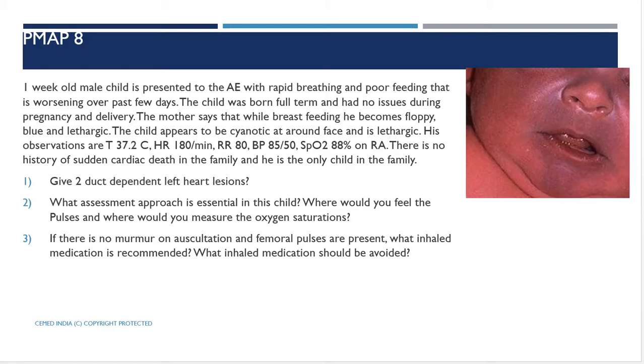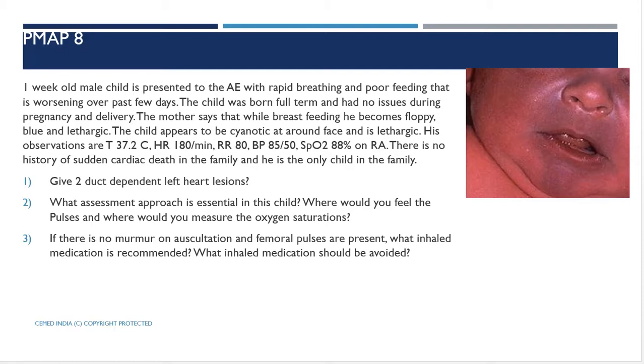Where would you feel the pulses? You will feel the femoral pulses. Okay, not the brachial pulses. Brachial pulses are felt in a patient who is arrested or peri-arrest. Okay, and where would you measure oxygen saturation? You need to measure oxygen saturation on both sides of circulation. So one should be on the right hand and one should be on the left hand or the left leg. No earlobe. If there is no murmur, this is primary pulmonary hypertension.